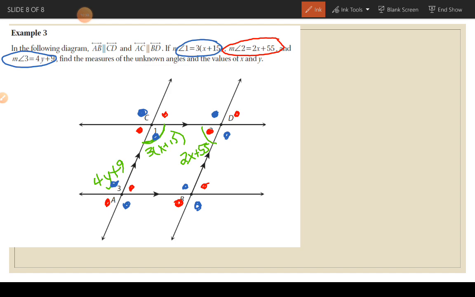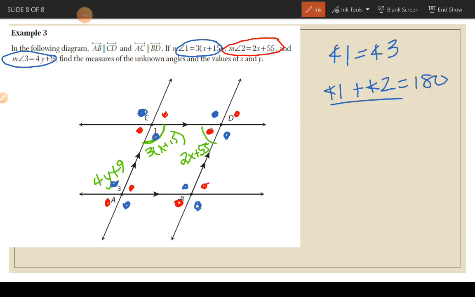So what does this mean? It means that angle 1 is equal to angle 3. It also means that angle 1 plus angle 2 is going to be equal to 180. Again, I'm getting this from that cheat sheet that we just made. Angle 1 and angle 3 are the same color. Angle 2 and angle 1 are different colors. And then we're just going to use this information to solve.